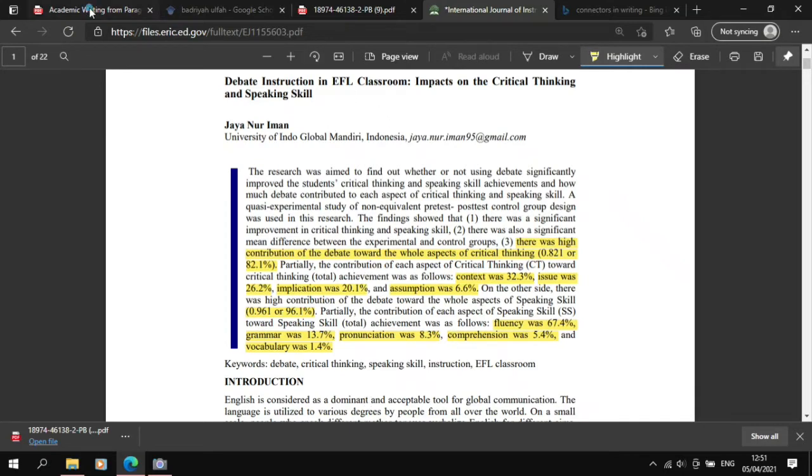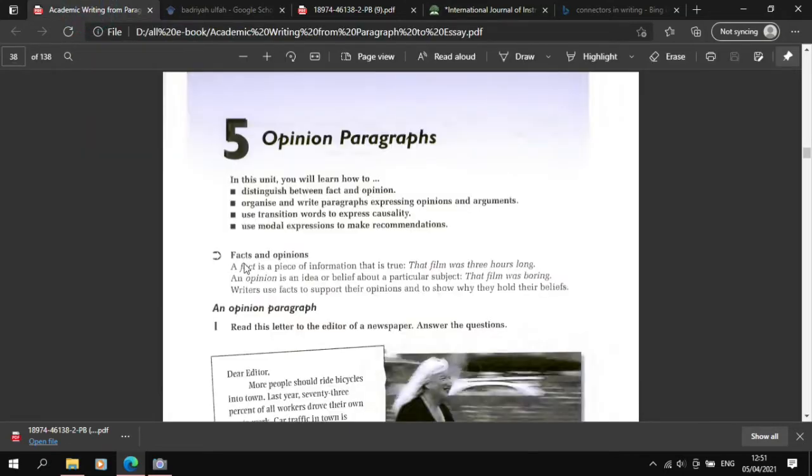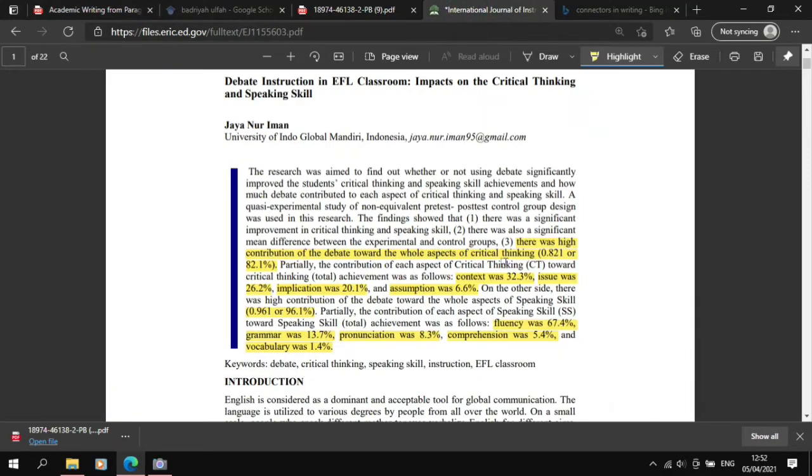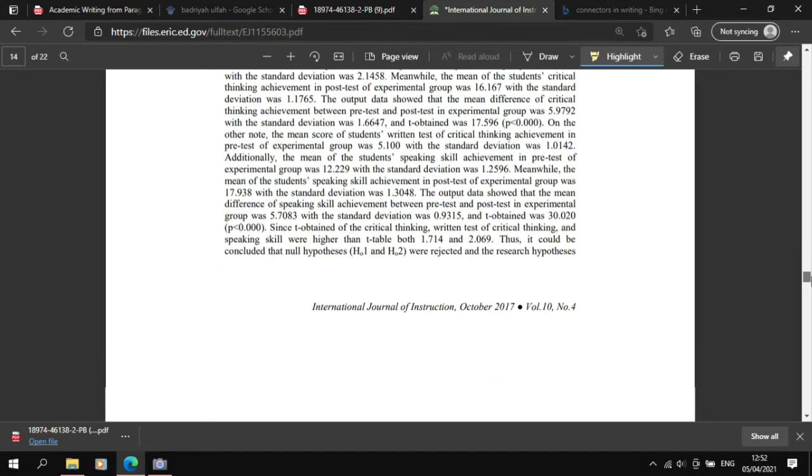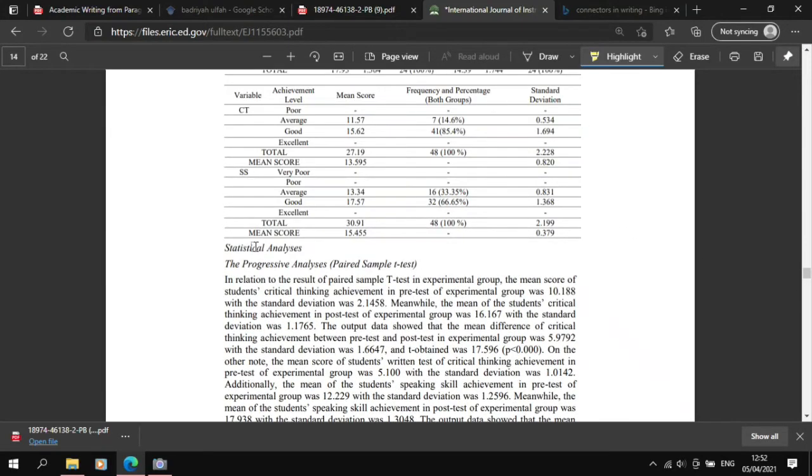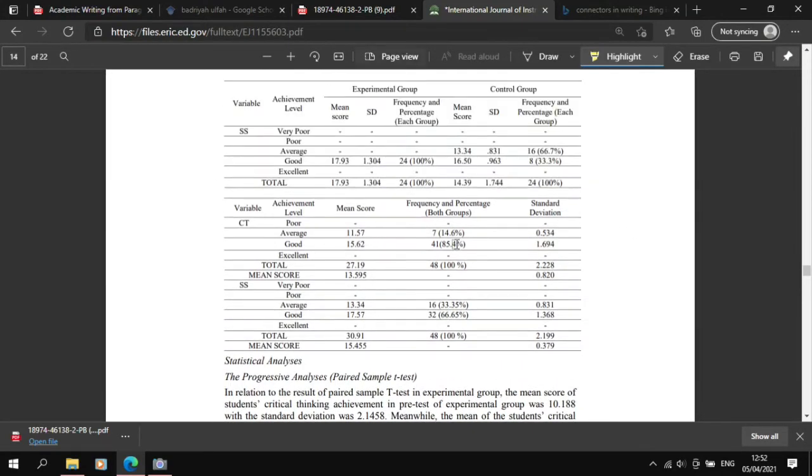Why? Because if you see here, fact is a piece of information that is true. So this is the true information. How can I know that this is true or this is the fact? Because if you check on the article, Mr. Jaya did the counting. Okay, so this one is the way he counted.